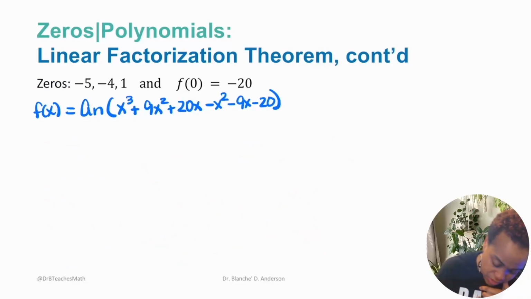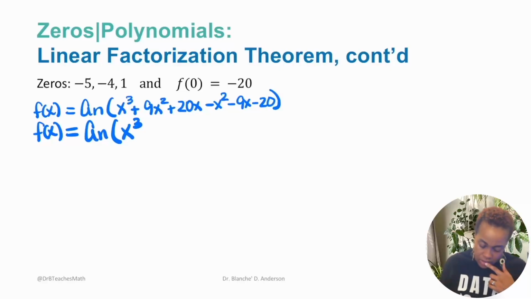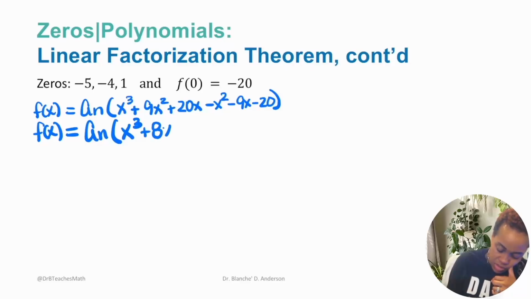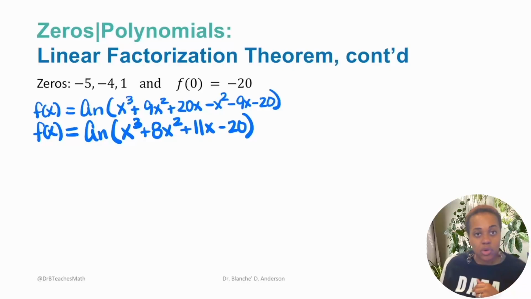Let's combine like terms. X squared and an x squared here, and then the 20x and a 9x. So f of x, a sub n, we have x cubed, 9x squared minus an x squared, that's going to be plus 8x squared, and then a 20x and a negative 9x, that's going to be plus 11x, and then minus 20. Cool beans? Okay. So now we're like, how do we find this a sub n?